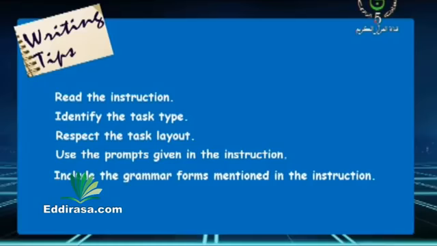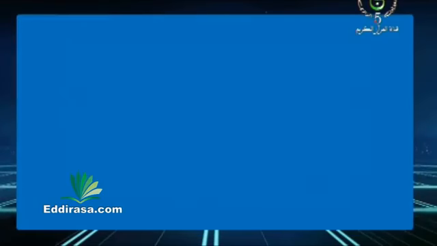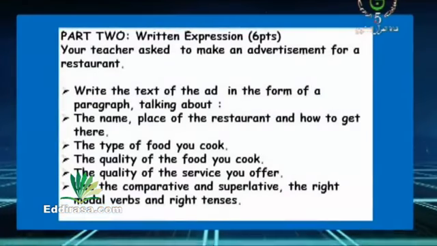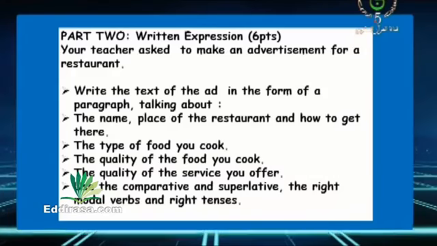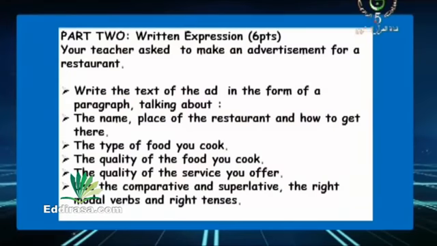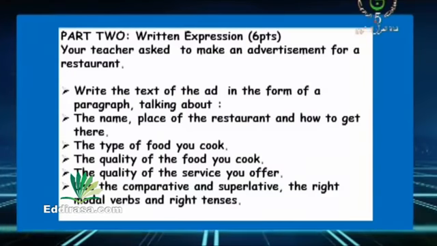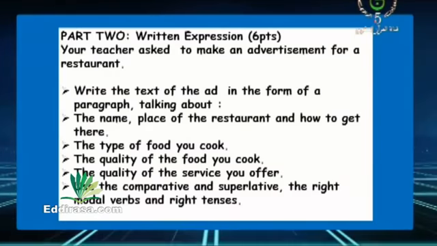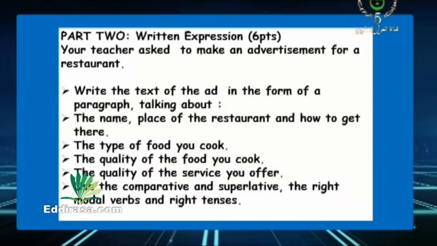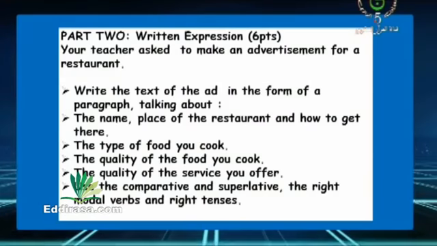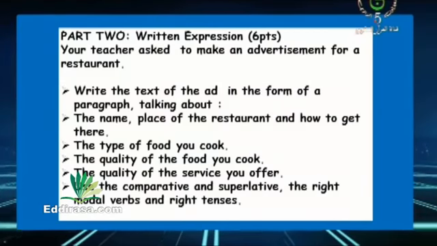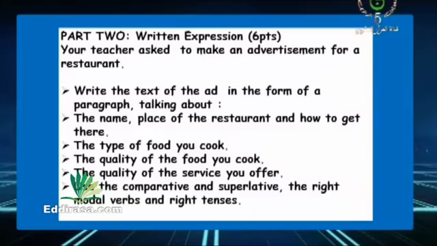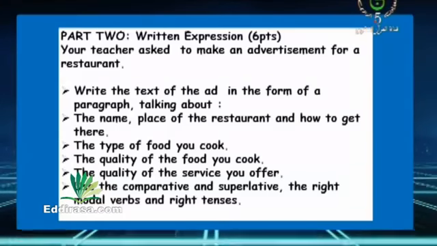So here we have the following written expression. Your teacher asked you to make an advertisement for a restaurant. So write the text of the ad or the advertisement in the form of a paragraph talking about the name, place of the restaurant and how to get there, the type of food you cook, the quality of the food you cook, the quality of the service you offer, and use the comparative and the superlative, and of course the right modal verbs and the right tenses.